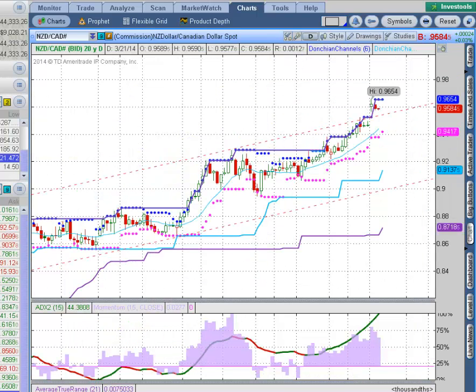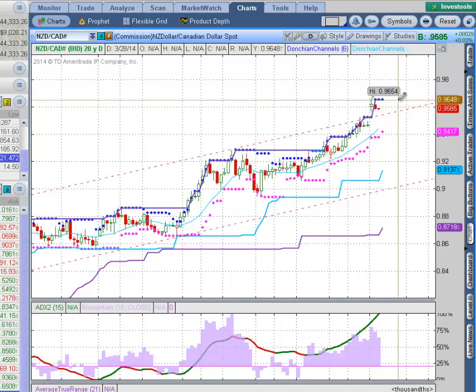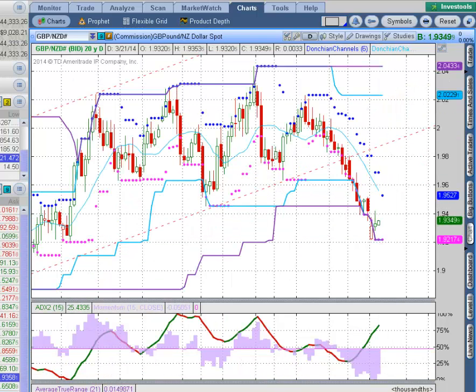Here's the New Zealand dollar CAD. Price is in a medium-term uptrend channel. It's broken through the top of the channel, and this would be a bullish trade. And here's the pound New Zealand dollar. Price has broken through the bottom of this uptrend channel, and this would be a bearish trade.